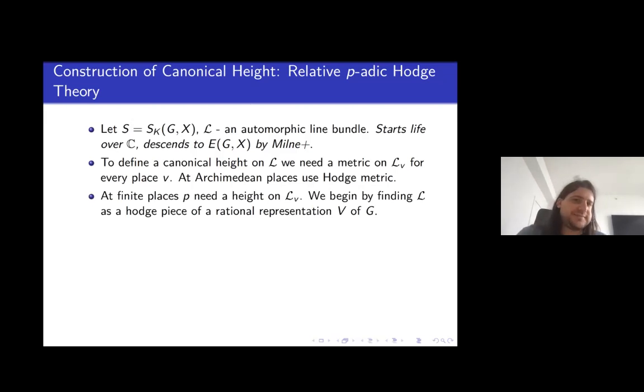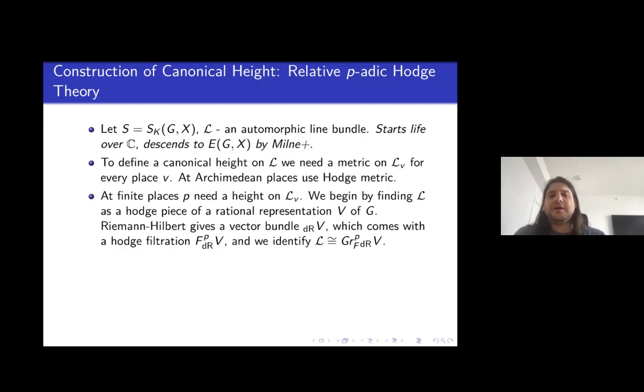So what's the approach we take? Well, to start with, automorphic line bundles are too hard. We don't know directly how to see anything inside them. So to begin, we instead look at local systems, find a rational representation of our group. Then the Riemann-Hilbert correspondence will give you a vector bundle with a Hodge filtration on it. And we're going to find our automorphic line bundle in some graded piece of this Hodge filtration. So essentially, instead of automorphic line bundles, we're going to work purely with local systems and the Riemann-Hilbert correspondence.